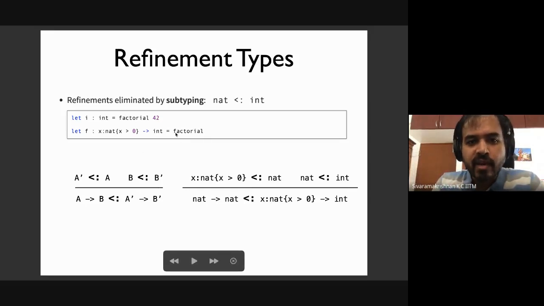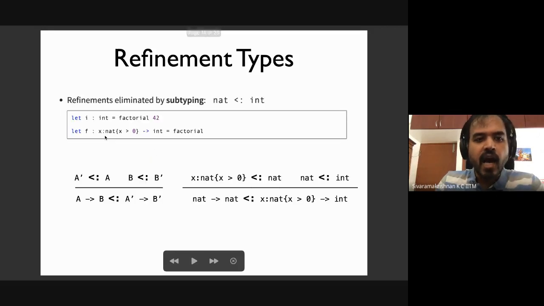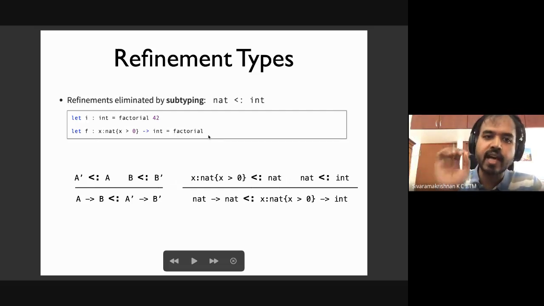I take this factorial function, which is a natural number to natural number function. This is agreed upon. We know that it's a natural number to natural number function. I actually give it a different type annotation. I say let me define this function f, which is the same function as factorial, but I'm just refining the type so that it will only accept inputs which are greater than 0 and return outputs which are integers.